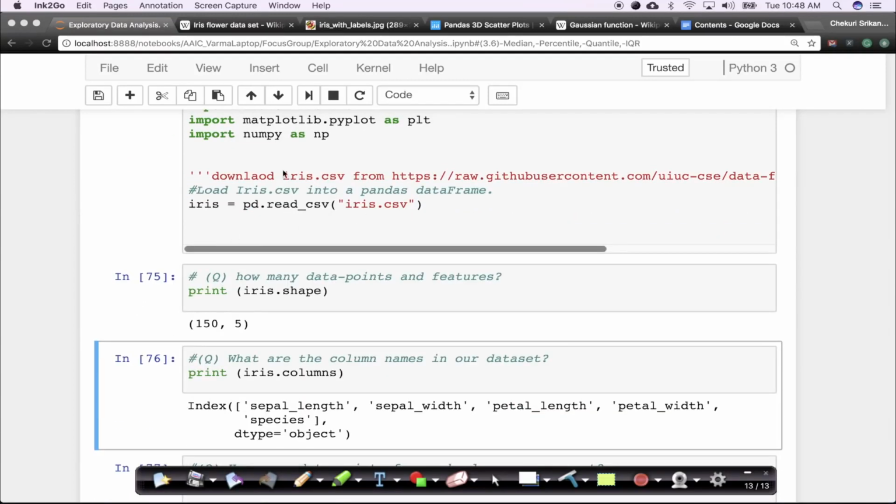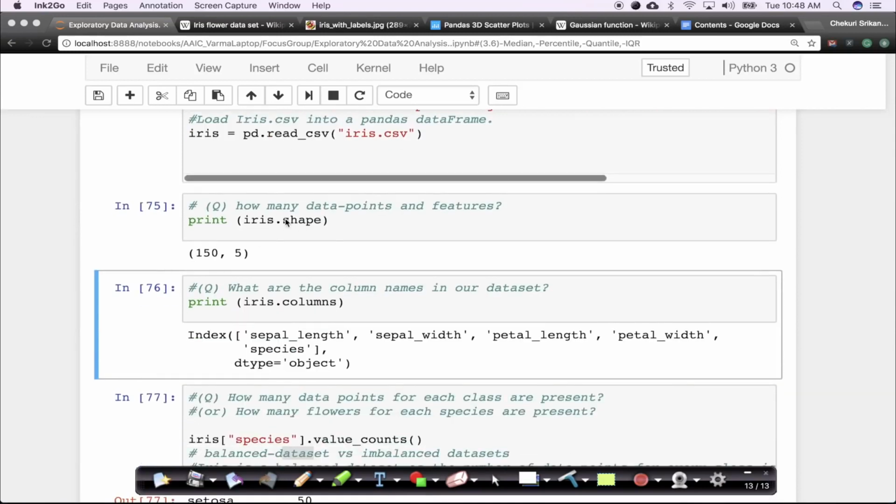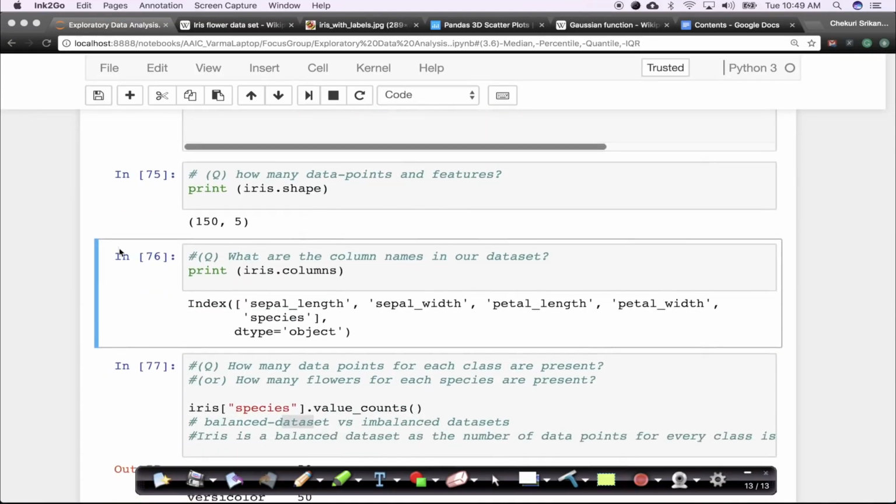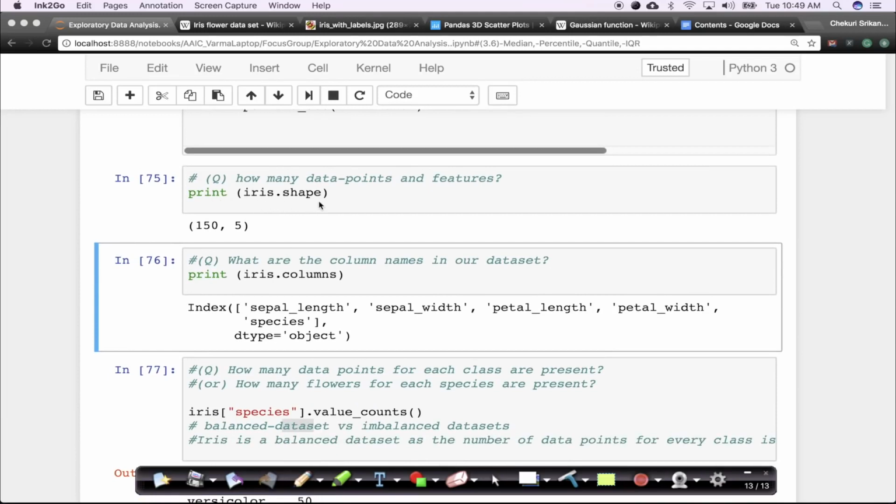Okay, so I've just read my file, and now my first question is how many data points and features are there. So I could just use this simple function called print iris.shape. What iris.shape will give me is the shape of the matrix or the data table. So what this says is that I have a table which is 150 rows and 5 columns, right? So I have 150 rows and I have 5 columns, 2, 3, 4, so on and so forth. So it says that the table that I have, the iris.csv file, when I read it into my pandas object, what I get is basically 150 rows and 5 columns.